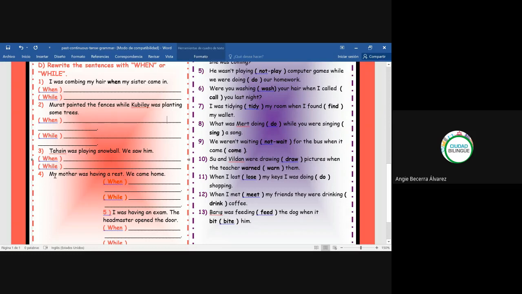Perfect. The number three, Daniela. ¿Cómo quedaría con when? She was playing snowball when we saw him. Perfect. Here, in the middle. And Jamie, ¿cómo quedaría con while? While Tajin was flying, a snowball. Do you know what is a snowball? ¿Saben qué es a snowball?